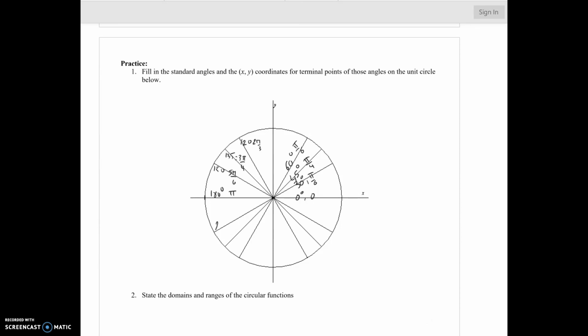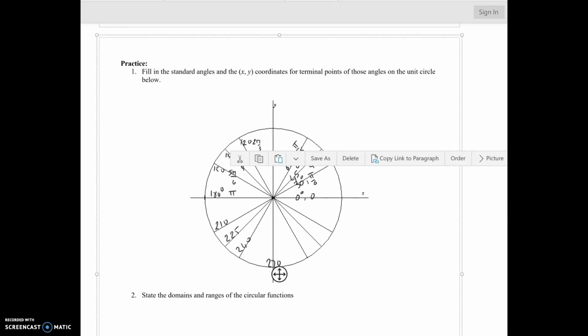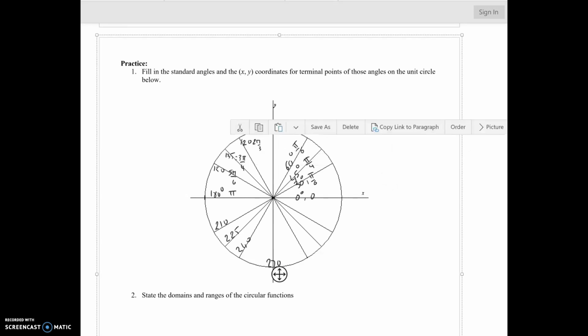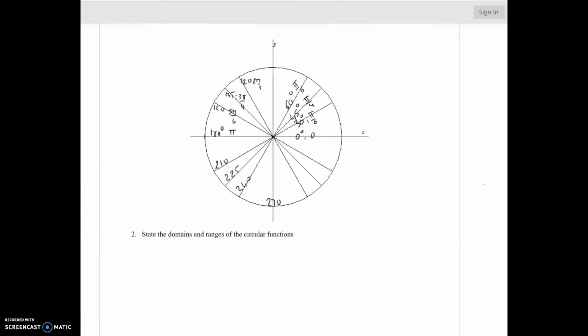And I will let you finish the rest. At least I'm going to write in degrees, 210, 225, 240. Then the rest right there, 270, etc.